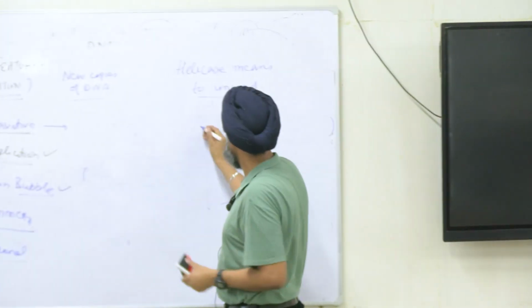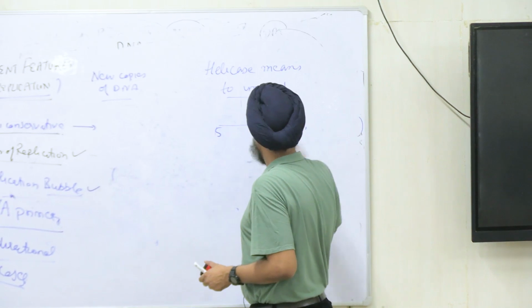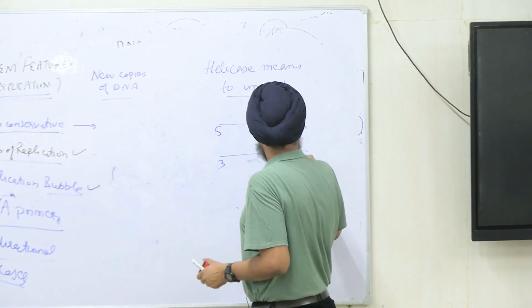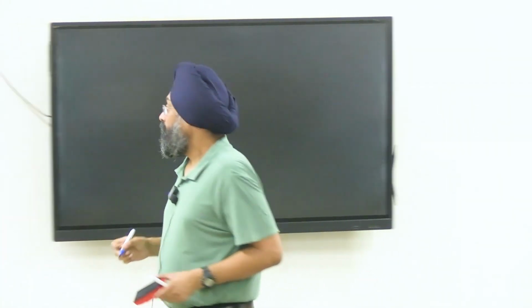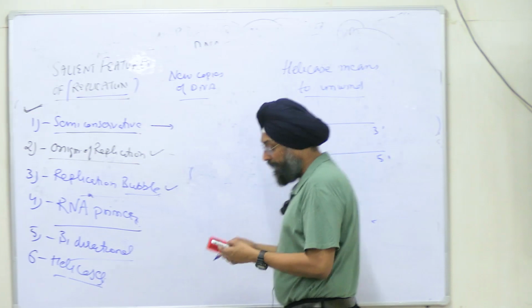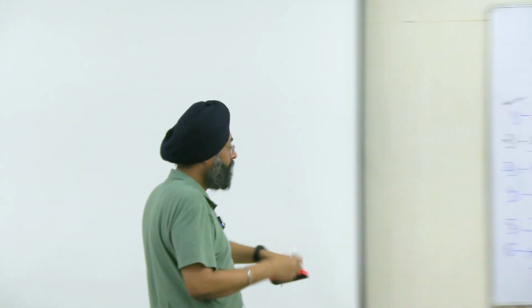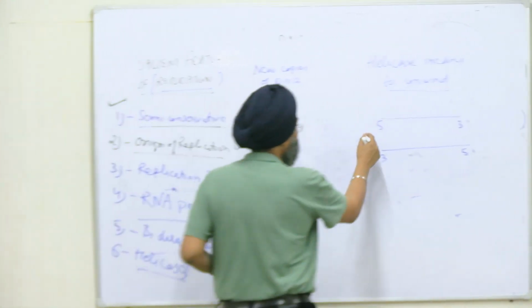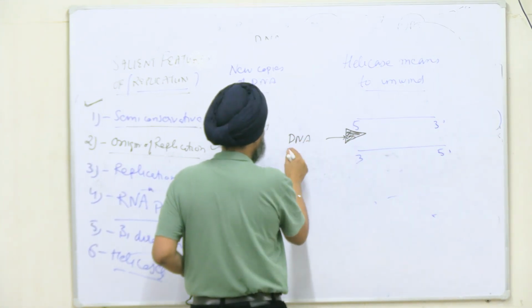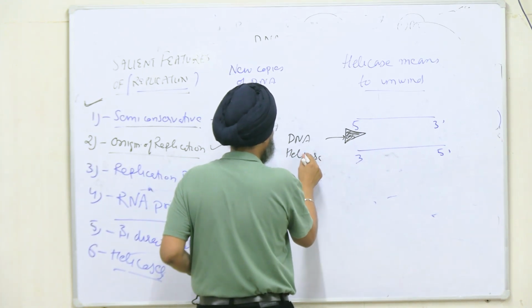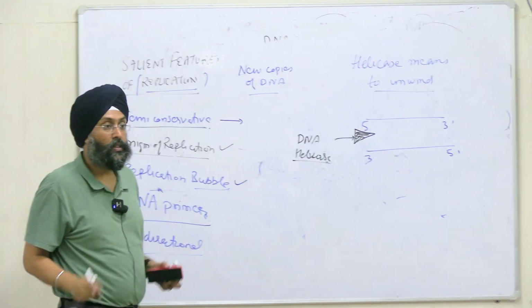Suppose this is the strand 5' to 3' and this is the strand 3' to 5'. I told you that when the strands separate, a bubble is formed, the replication bubble. And for the formation of the replication bubble, we need an enzyme known as DNA helicase. I am making it in black color. This is DNA helicase. Helicase means unwind, it will open.